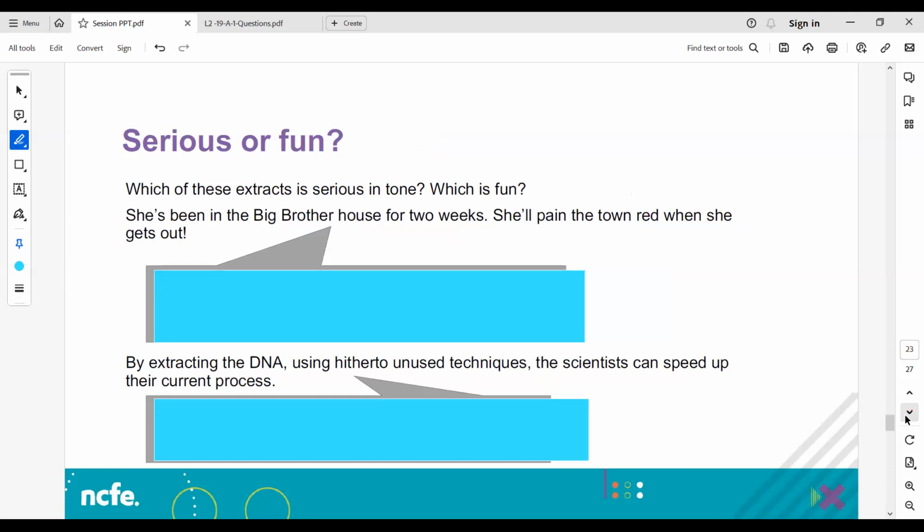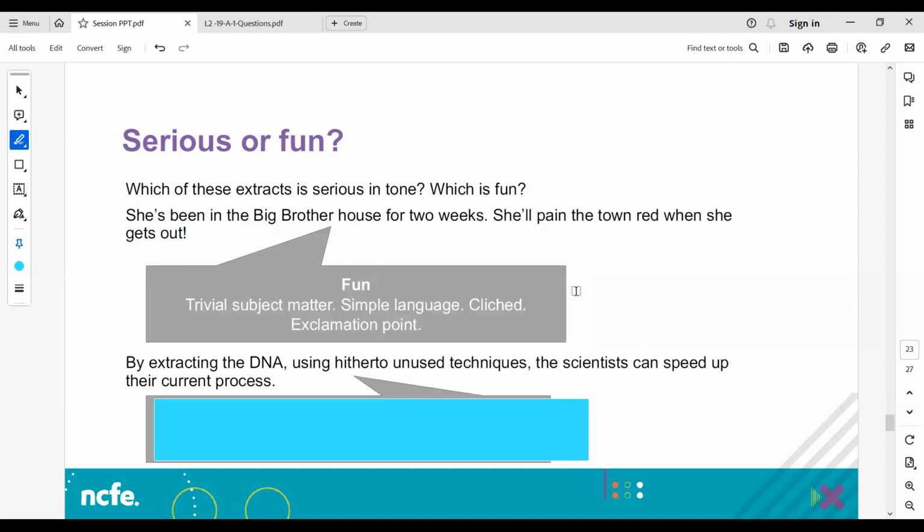So which one's serious in tone and which has a fun tone? She's been in the Big Brother house for 2 weeks. She'll paint the town red when she gets out. By extracting the DNA using hitherto unused techniques, the scientists can speed up their current process. So which one's serious, which one is fun? The first sentence is fun.